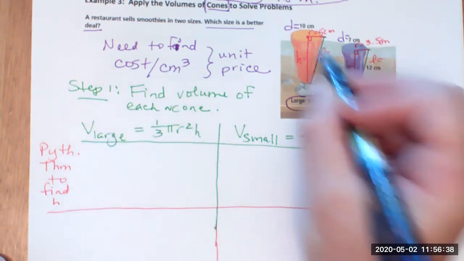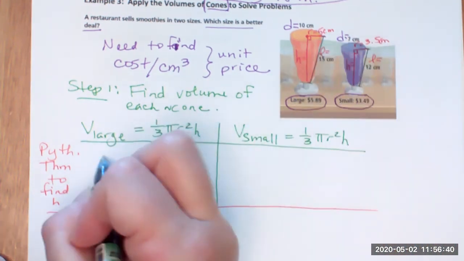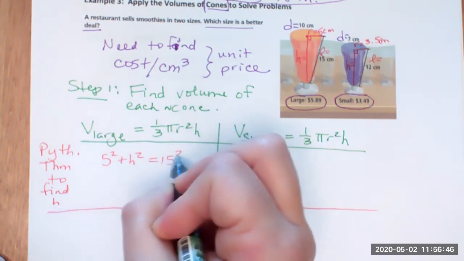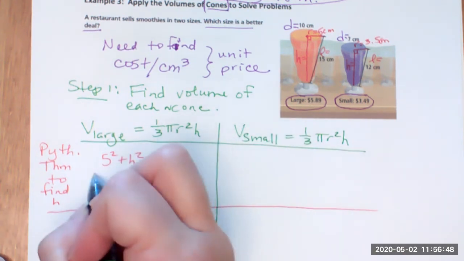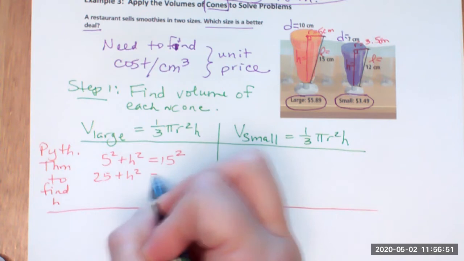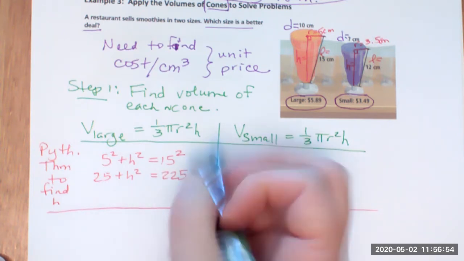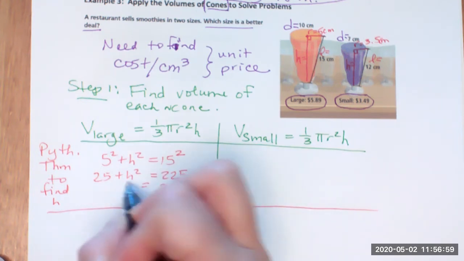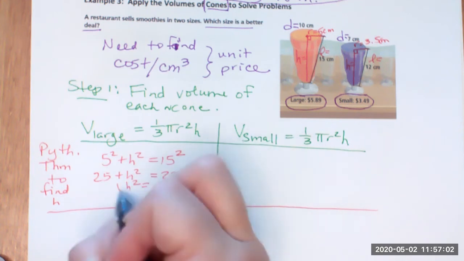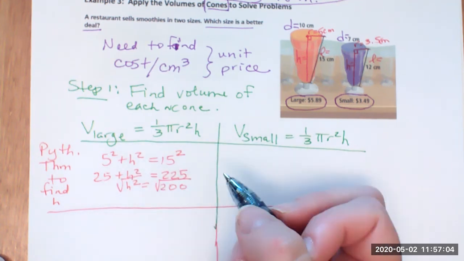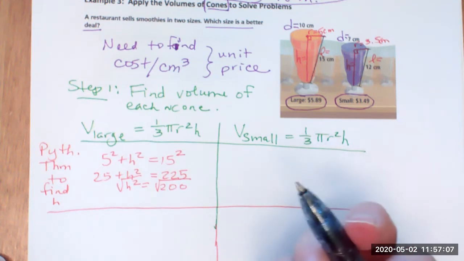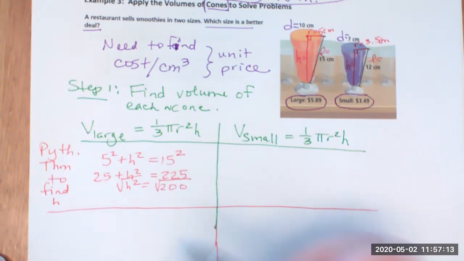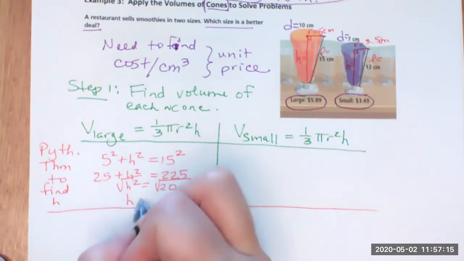Looking at the triangle here, I've got 5 squared plus h squared equals 15 squared. So 25 plus h squared equals 225. 225 minus 25 is 200. If I take the square root, I will get the approximate height. I'm going to try to be as accurate as possible in my final result, because I still have to calculate volume and then unit price, so I want to go out several decimal places.